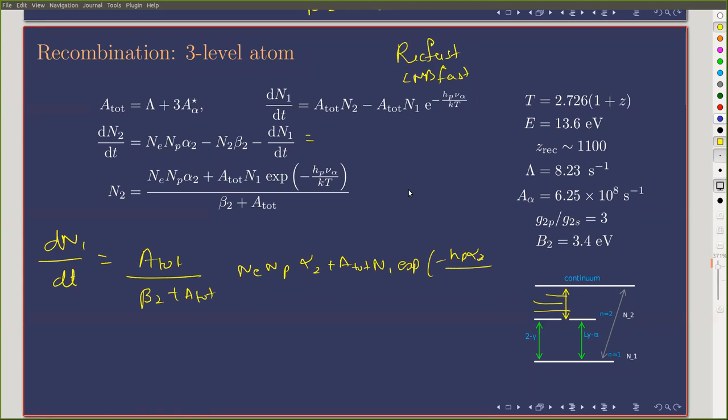Okay, got it. Understood. So basically you can solve it for this, and if I have written this correctly.